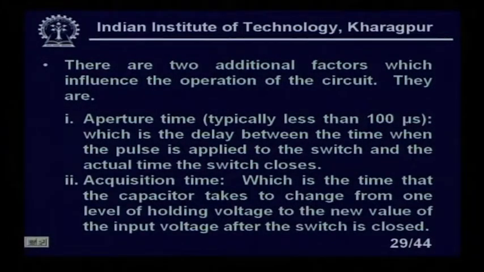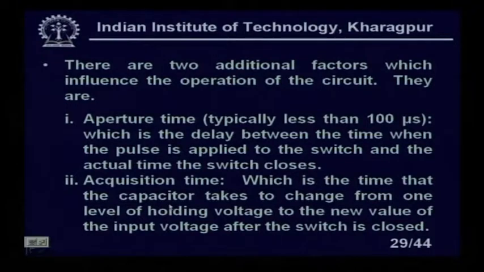Acquisition time is the time that the capacitor takes to change from one level of holding voltage to the new value of the input voltage after the switch is closed. Because you see what will happen: suppose I have some voltage on the capacitor, and the input voltage is changing. The capacitor remains constant during the hold, and then it will go again to the new value. We are talking about acquisition time, which is the time that the capacitor takes to change from one level of holding voltage to the new value of the input voltage after the switch is closed.